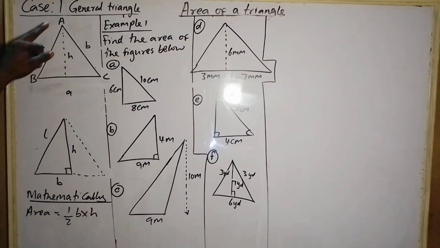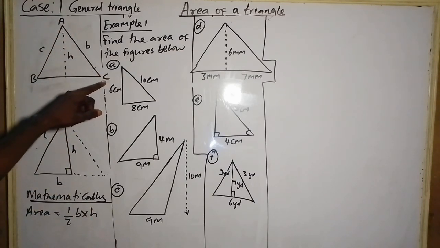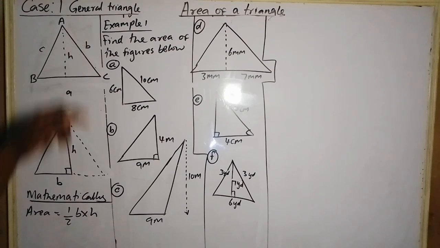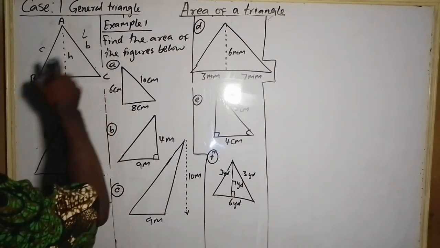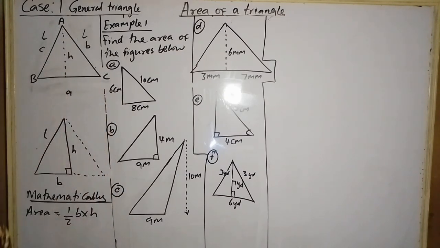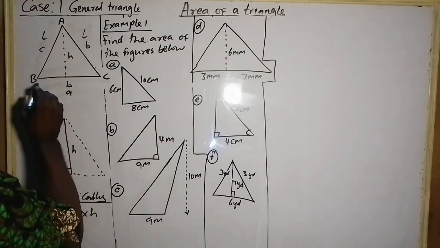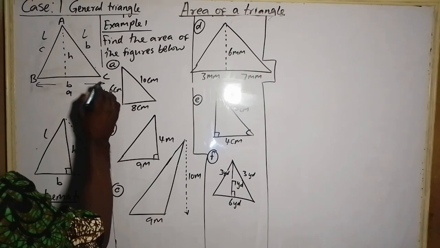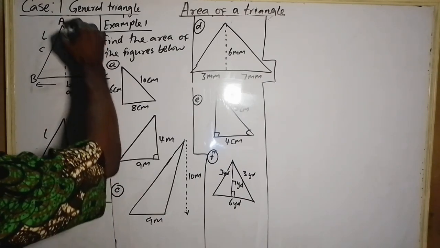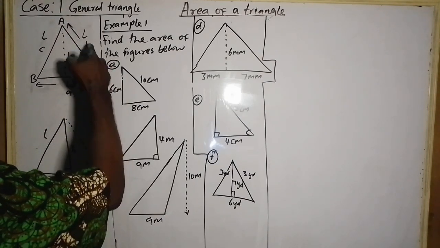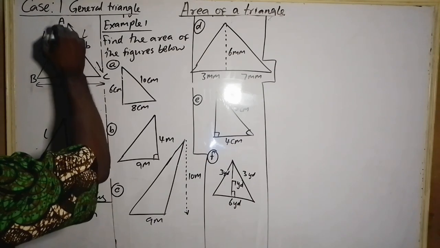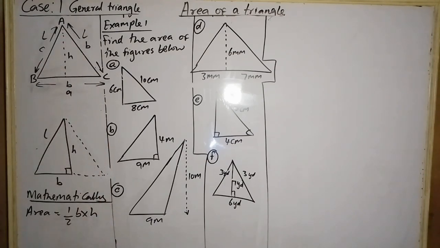Now, from point A to C, this side B is regarded as a slant height. Side C is also regarded as slant height, while your side A is your base. From angle B to angle C is your base. From angle A to angle C is your slant height. From angle A to angle B is also your slant height. Now the line that runs at the middle of the triangle down to the base is known as your height.